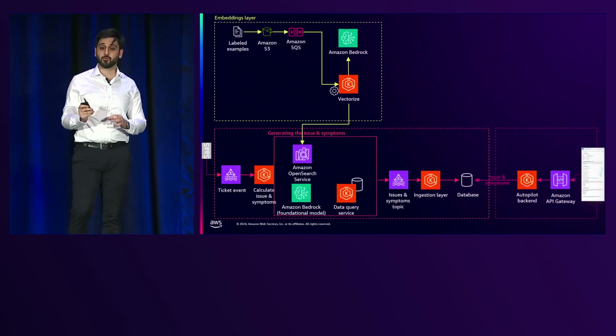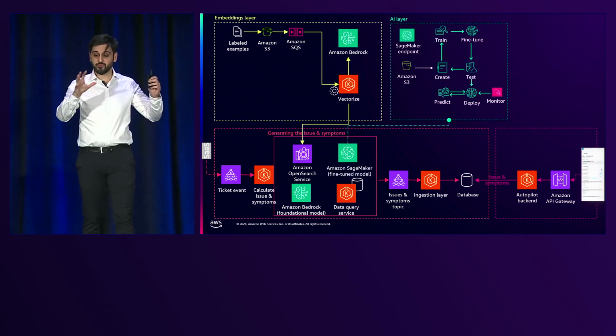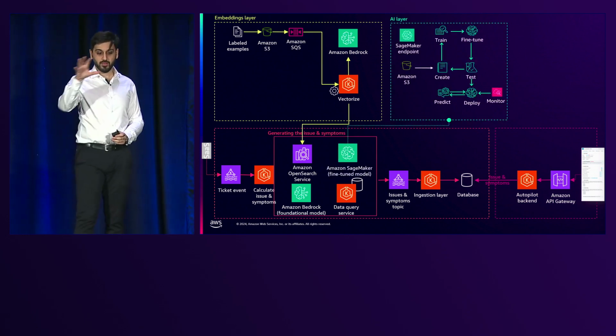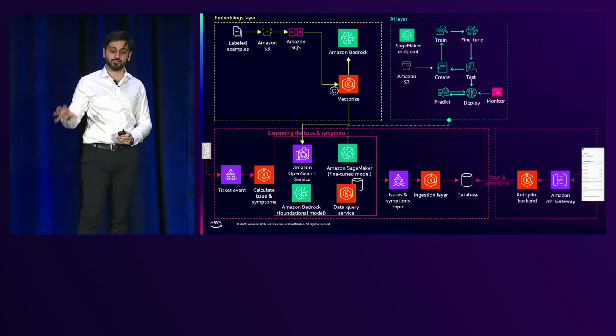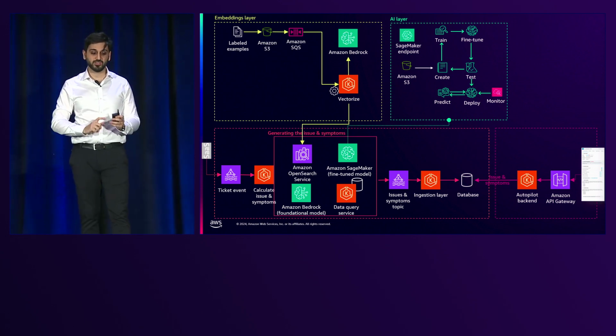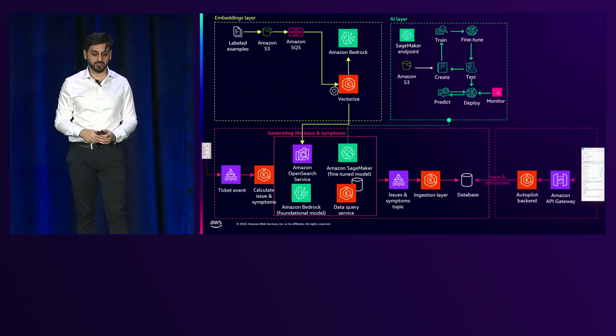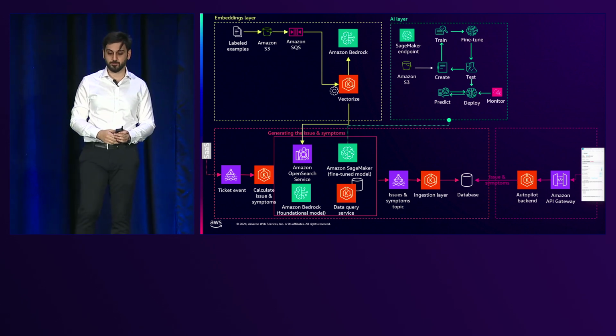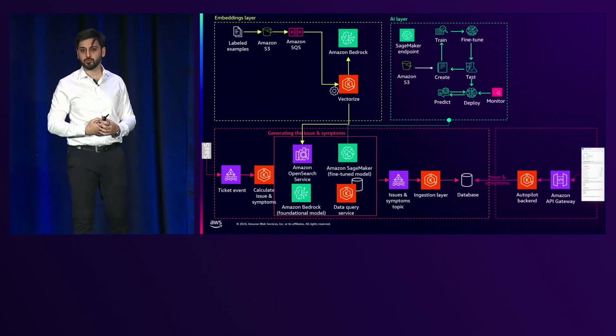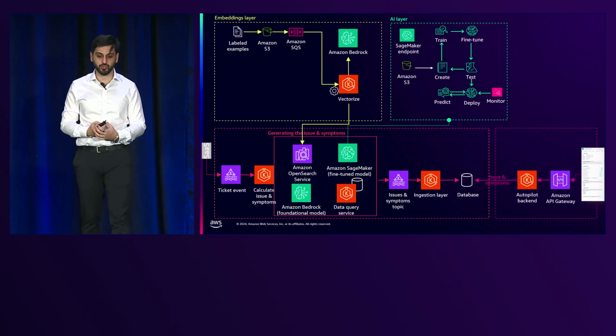So let's plug this into our architecture. So we have our fine-tuning layer there in the AI layer using SageMaker and all of the tools around it. And then in the code, we simply needed to call this Amazon SageMaker endpoint versus calling the Amazon Bedrock foundational model. And we've seen great improvement in the quality of the queries that we generate.